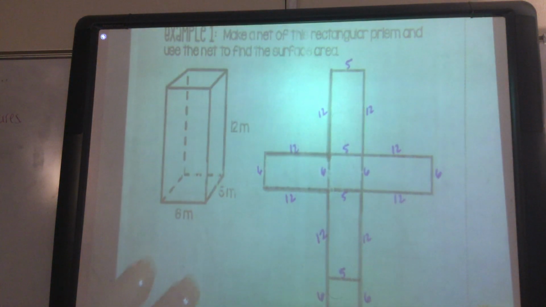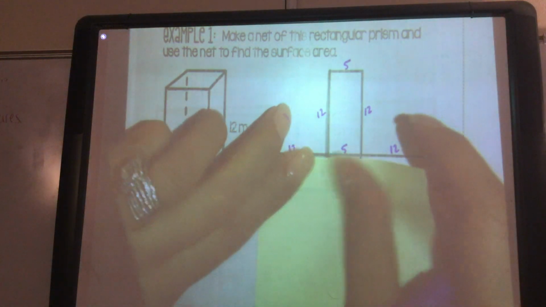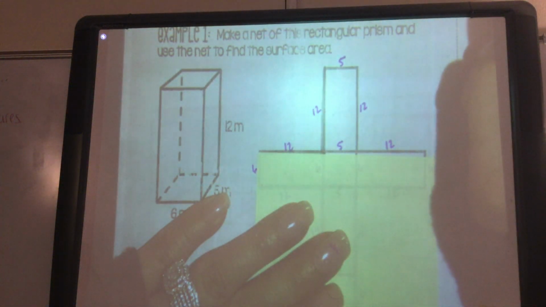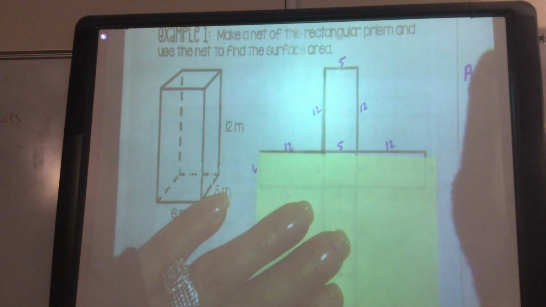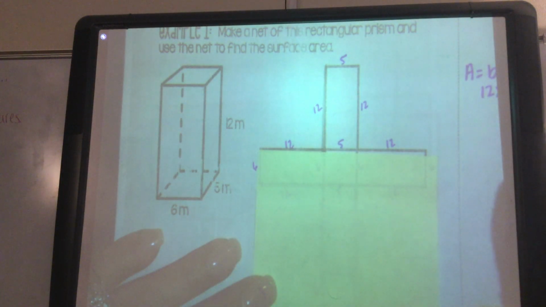Now that we have all sides labeled, we're going to find the area of the rectangles. We know that the area of a rectangle is base times height. Our first rectangle has a base of 5 and a height of 12, so we're going to do 12 times 5 to find the area. 12 times 5 is 60, so that particular rectangle has an area of 60 meters squared.